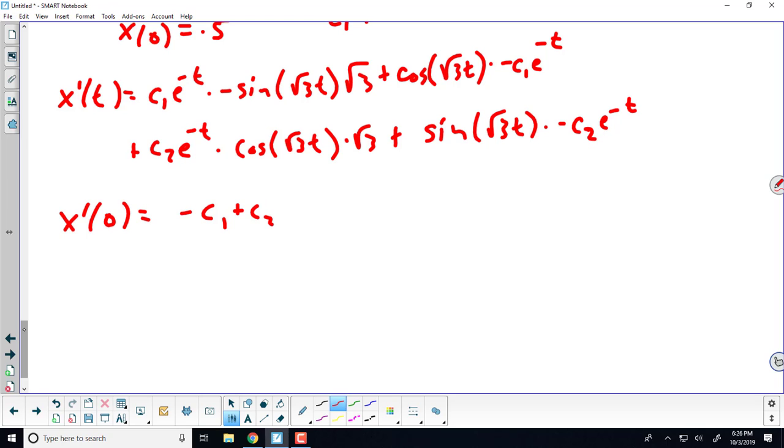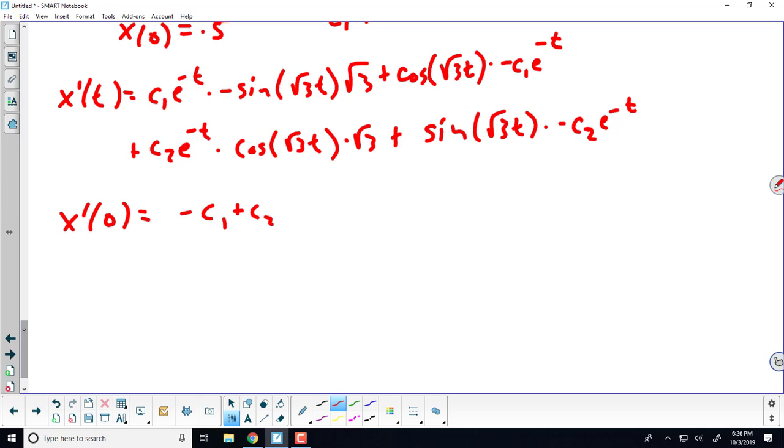This term vanished. Wait, why does the first term vanish though if there's a C1 and a C2? Oh, because this is all times this sine, and sine of 0 is 0. Yeah, because of this factor right here, the whole first term vanishes. This just becomes 1. That becomes 1. So we get minus c1. Yes, I think we're okay.